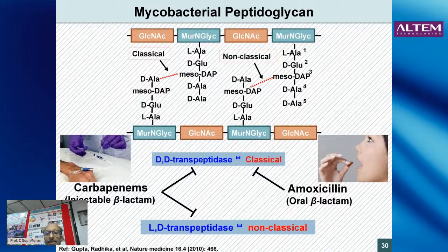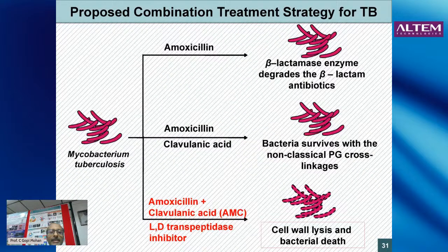We generally take, as all of you know, amoxicillin, a beta lactam oral drug, which targets the DD transpeptidase enzyme. That is the classical one, whereas our main aim is to target the non-classical LD transpeptidase enzymes. So how to develop this? On this mission, we tried to understand the molecular mechanism of action of LD transpeptidase inhibition, which can kill by cell wall lysis, and bacterial death can happen.